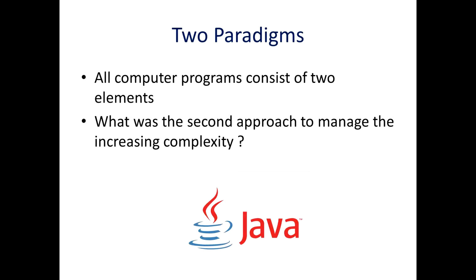So the two paradigms we have: all computer programs consist of two elements, that is code and data. Furthermore, a program can be conceptually organized around its code or around its data. That is, some programs are written around what is happening and others are written around who is being affected. These are the two paradigms that govern how a program is constructed.